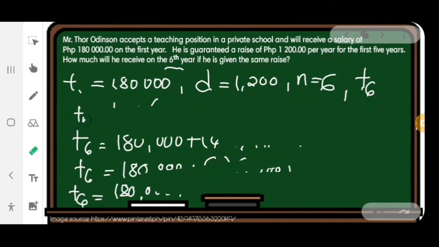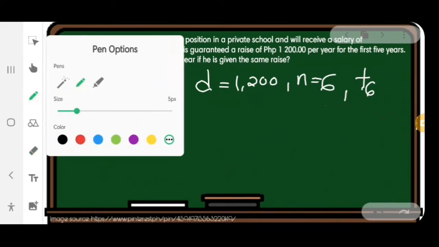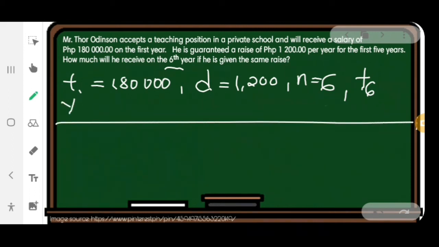If you are not sure of the value of n, you can use a table. So we have here year. The year is the position of the term, and then the salary. So for the first year, Thor will receive 180,000.